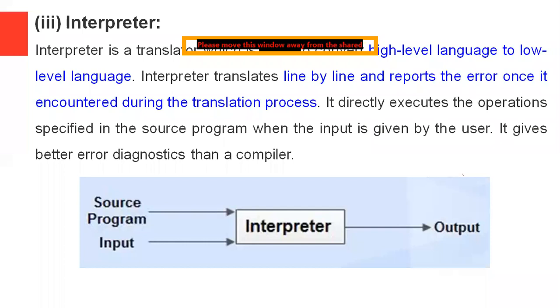So it is very efficient when compared to the compiler. So here is the diagram, source program and input. Take a source program like addition of two numbers. So that is the source program, and in the source program we are writing printf and scanf statements. So in printf, enter a and b values, then we are providing the input.